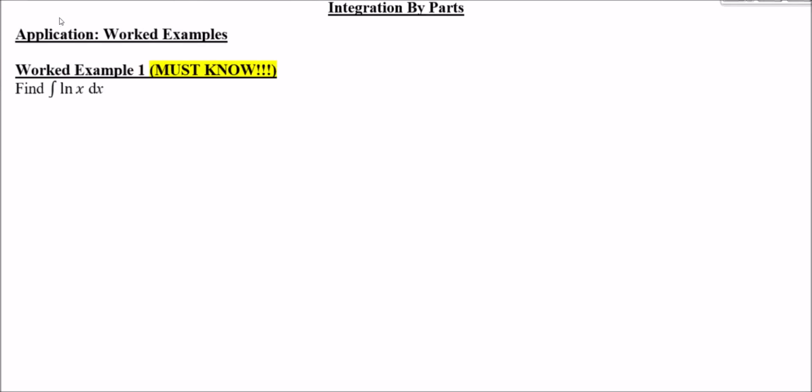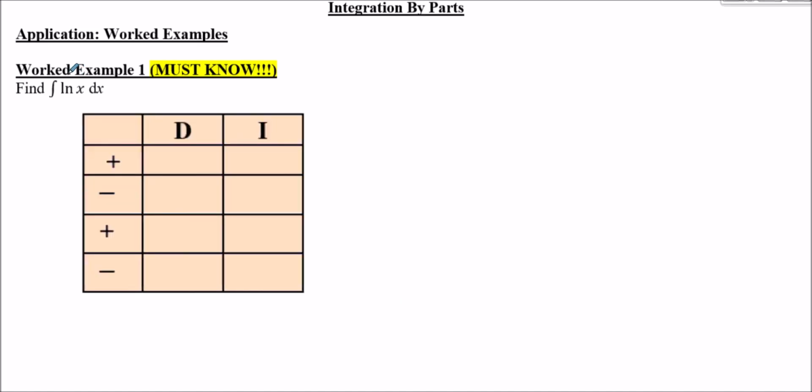So let's start with worked examples. First of all, the integral of ln x dx, and I have highlighted this as an absolute must-know. You're probably thinking, well, how on earth is this integration by parts? It's not even a product, it's just ln x. Well, this is why it's a must-know, because essentially it's a very subtle manipulation. What we need to do here is think of ln x as ln x multiplied by 1.